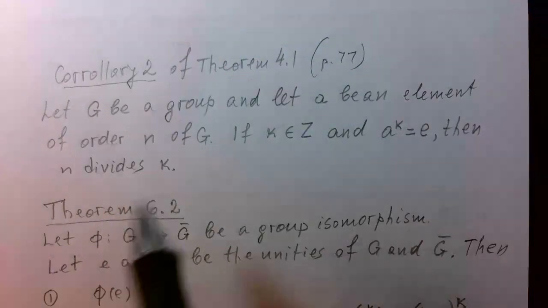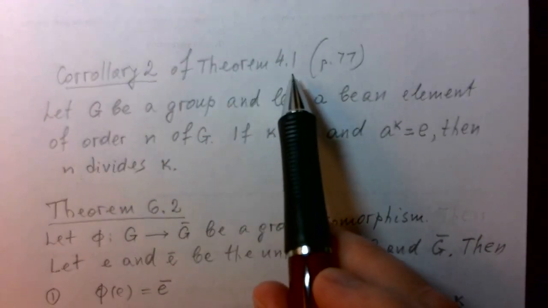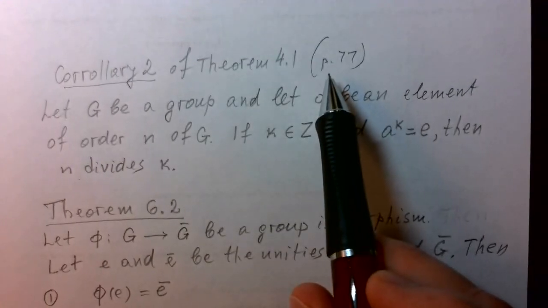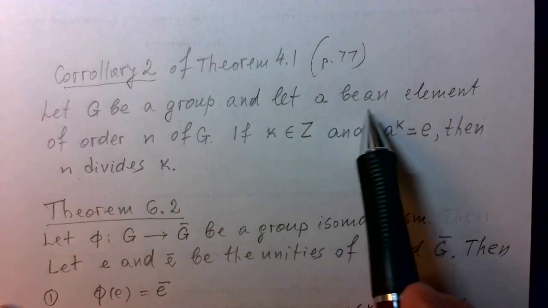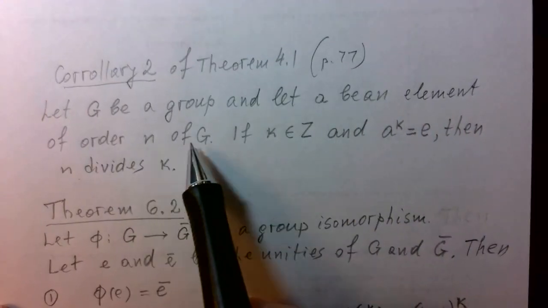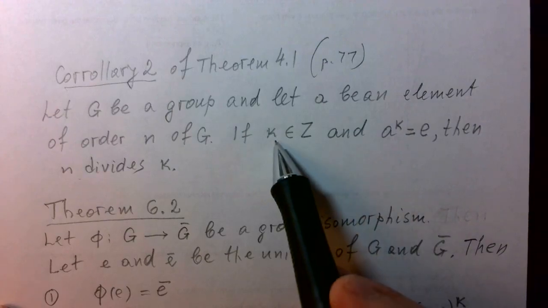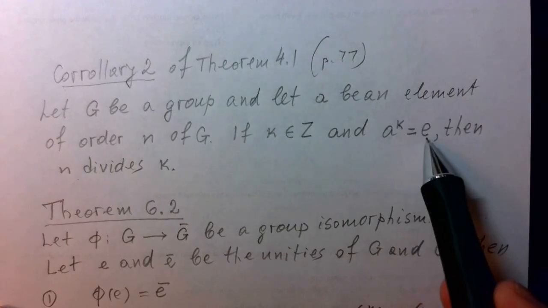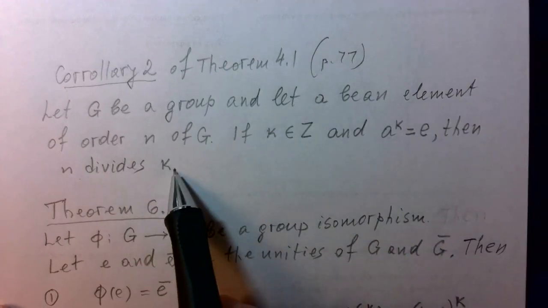We'll meet this corollary 2 of theorem 4.1. It's on page 77 of the textbook. Let G be a group and let a be an element of order n of G. If for some integer k, a to the k is equal to e, then n divides k.